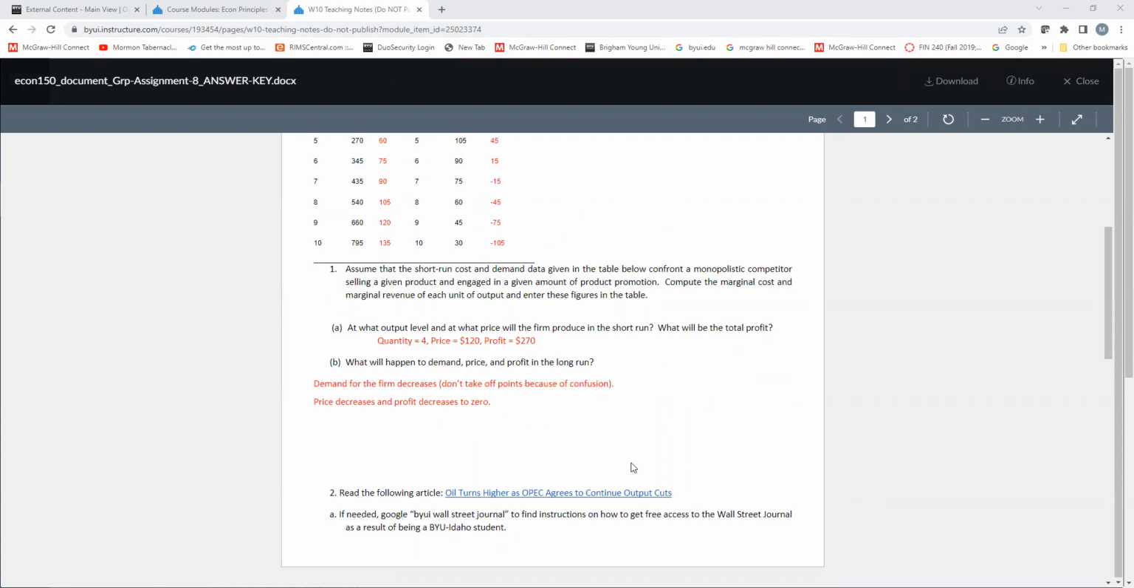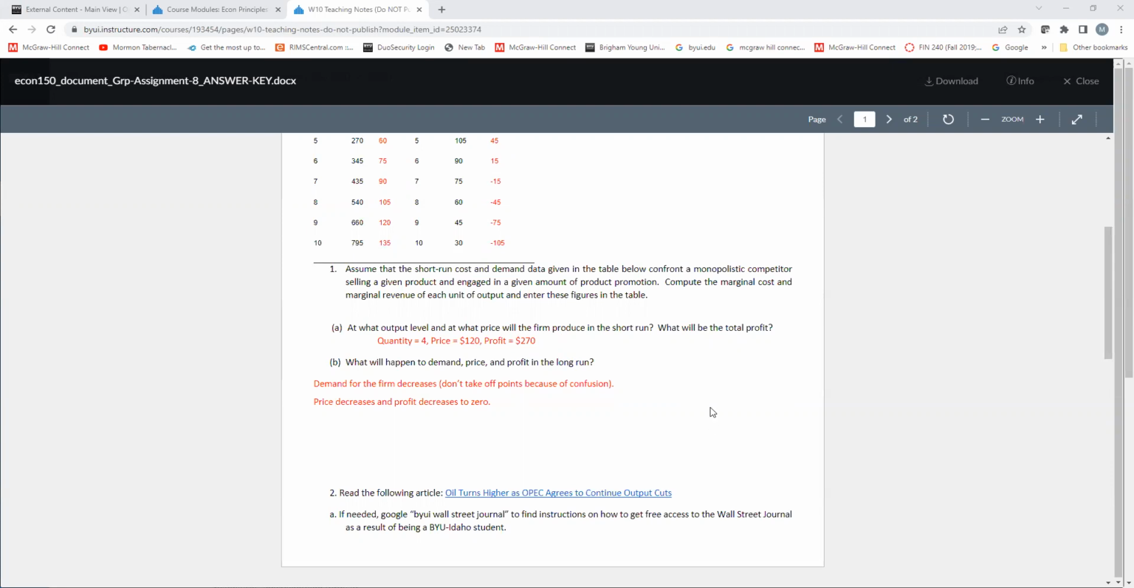And then it says, well, what's going to happen in the long run? So we remember the characteristics of monopolistic competition: many sellers, low barriers to entry, and a product that is differentiated, but there are still many substitutes. So more companies are going to be entering. Just like in pure competition, more companies that enter are going to bring down the price for the industry, and each firm is going to be making a little bit less.